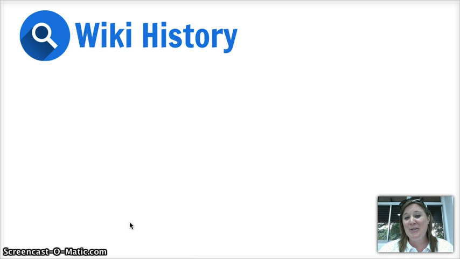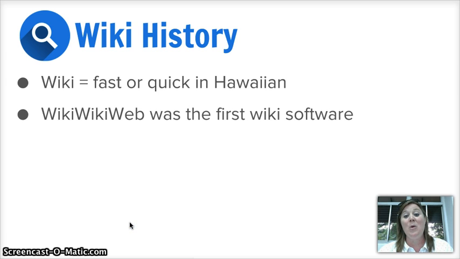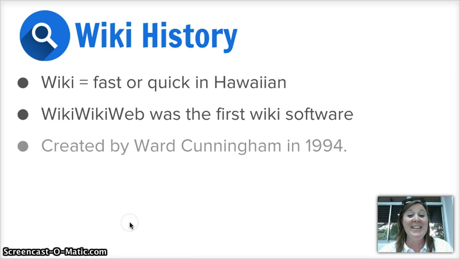Okay, wiki history. Do you know what wiki means? Wiki actually stands for fast or quick in Hawaiian. The very first wiki was called WikiWikiWeb, and I was really surprised when I was doing my research to find out that this was created in 1994. So wikis have been around for a long time, and the first idea of when they were created was a quick and easy thing. You could get on, edit something, add content, and it would be on the web really quickly.